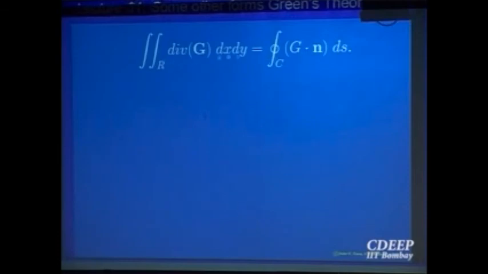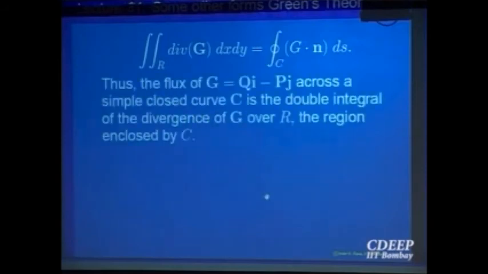So this is a form of Green's theorem only. Instead of writing Pi plus Qj, we wrote Qi minus Pj, nothing more than that. Because the right hand side represents the flux, this form of Green's theorem is called the flux form of Green's theorem. So this is the flux avatar of Green's theorem.